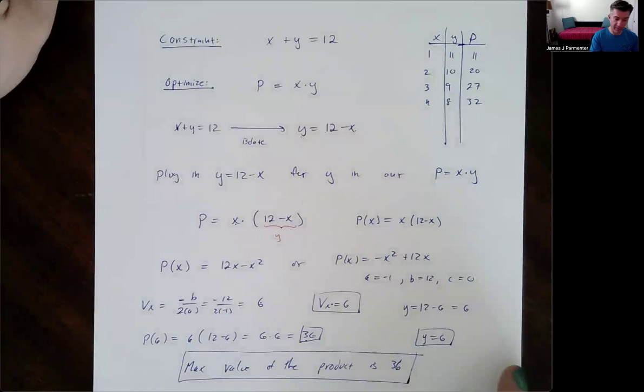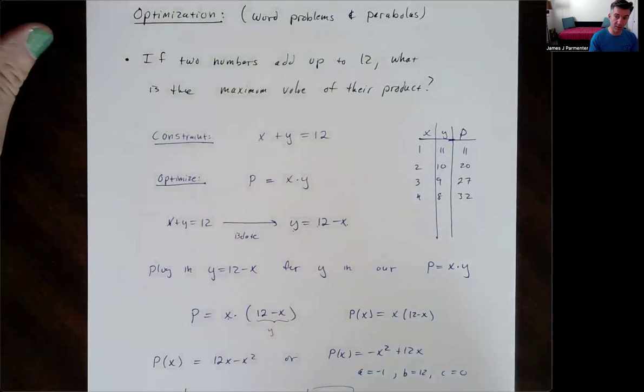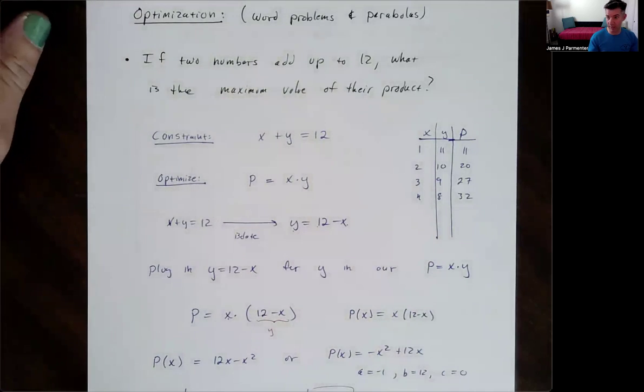The question could also have been phrased as: find the two numbers that give you the maximum product. And then the two numbers would be x equal to 6 and y equal to 6.